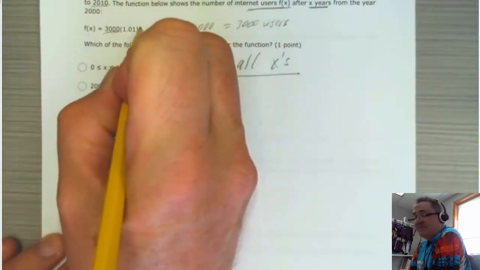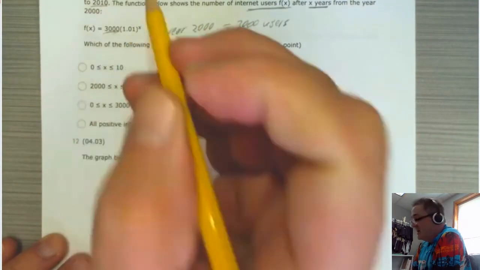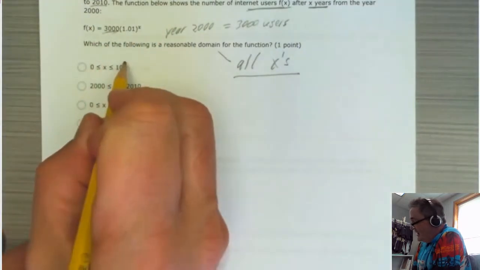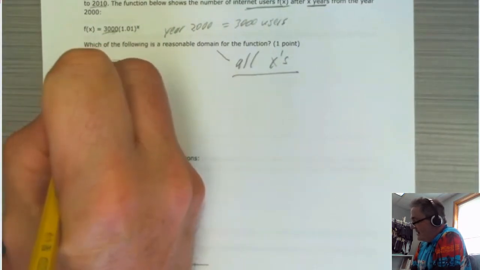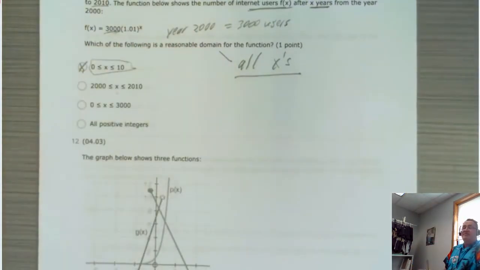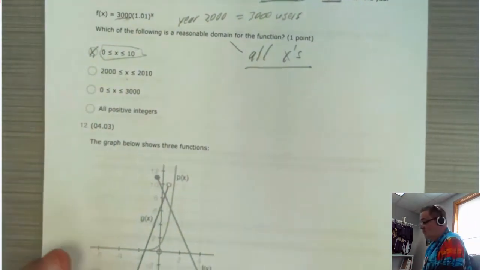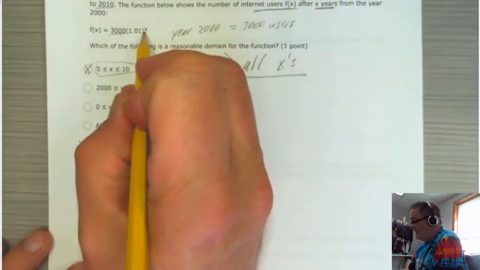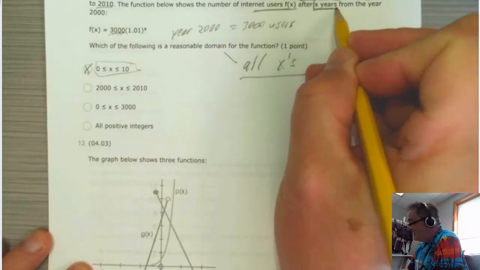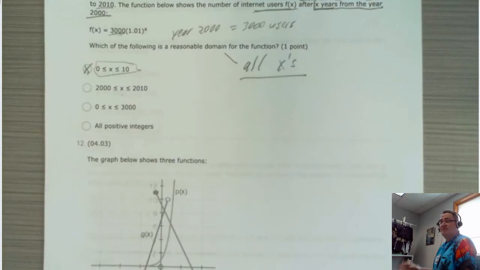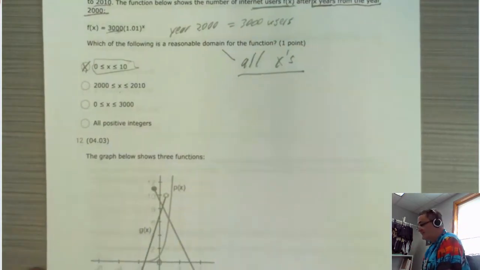So after 1 year from the year 2000, 2 years, 3 years, starting with year 0 would be the year 2000. So we're just looking at 10 years. That number would be from 0 to 10. It's never going to be larger than 10. We're just looking at 0 to 10. It's not all positive integers. It's not 0 to 3,000. Just what all exponents would we be looking at to compare those years. We're only looking at, since x is number of years after 2000, we're only looking at 0 to 10. Remember, domains, all the possible x's for the function.